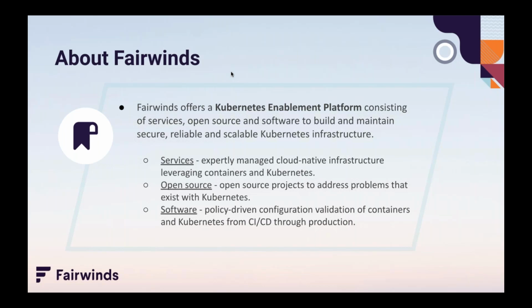Before we begin today, I just wanted to give a quick overview of who Fairwinds is. We offer a Kubernetes enablement platform that consists of services, open source, and software so that you can build, secure, and run reliable and scalable Kubernetes infrastructure. From our services perspective, we run expertly managed cloud-native infrastructure. But we also contribute an enormous amount of open source back to the community. You can recognize us from a number of different projects like Polaris and Goldilocks, and you can see us on GitHub at our open source repo.